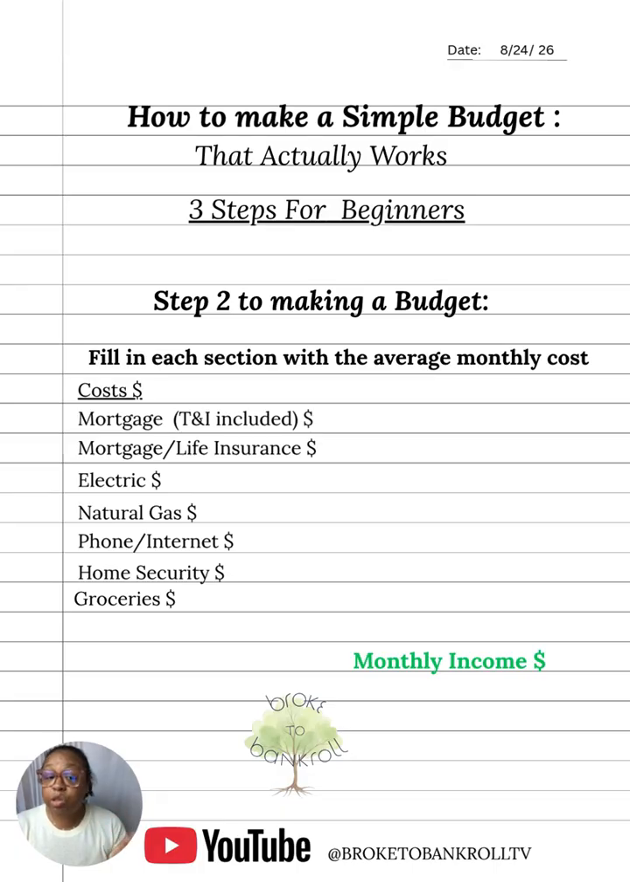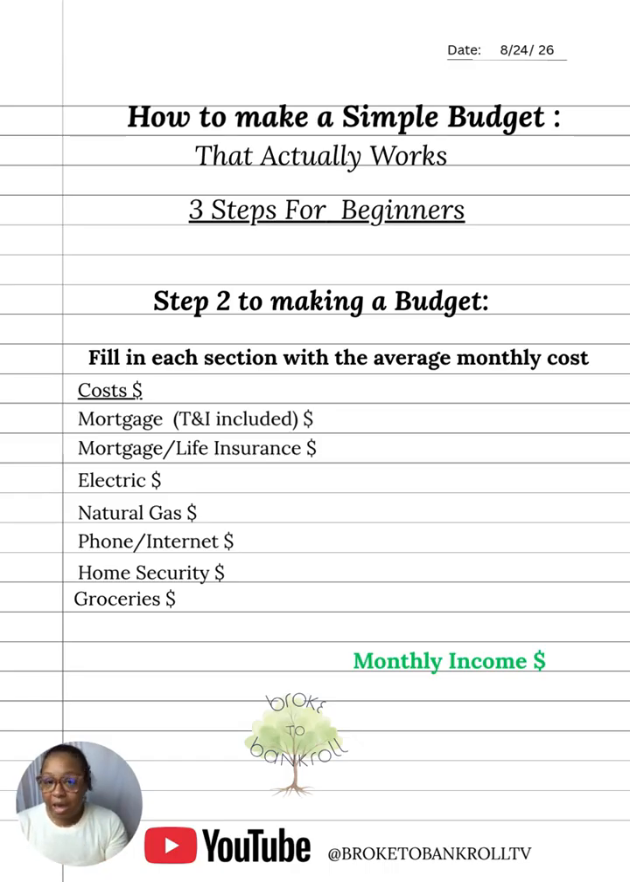All right, step 2 to how to make a simple budget that actually works is now that you've got everything listed out, now you're going to go in and fill out each line item. Now, this is easy if you use online banking sites. You can just simply log into your online banking account, and all of that data is actually sorted and organized for you. So all you need to do is pull it.